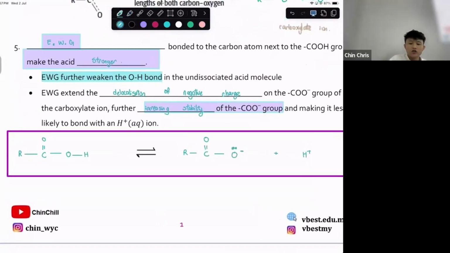Alright guys, now let's look at the diagram here. So we have to explain the right hand side first. For the forward reaction, what happened? This electron gets sucked towards your EWG, right? Which means this OH bond is weakened, correct? Which means it's easier to be broken, right? Correct.